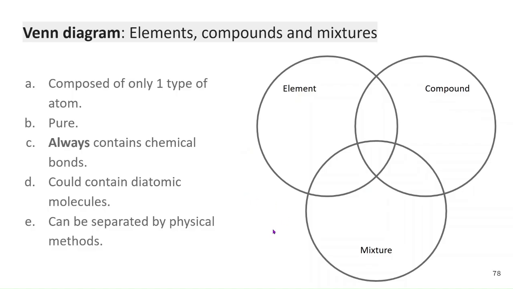So here is a Venn diagram. Take a second, see if you can put these all into the right place. This was from our first lesson. So we have element, compound and mixture, right? And then on the left, we have A, composed of only one type of atom. B is pure. C is always contains chemical bonds. D is could contain diatomic molecules, and E is can be separated by physical methods. So some of these can fit into only one. Some of these can fit into multiple. So take a moment, see if you can fill out this Venn diagram correctly.